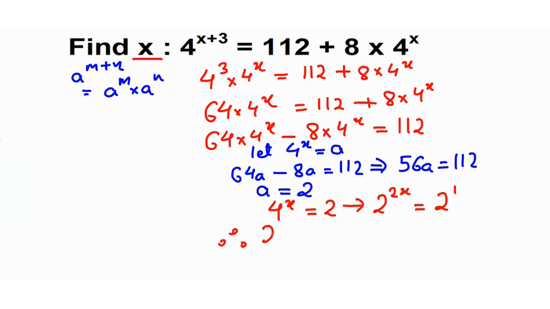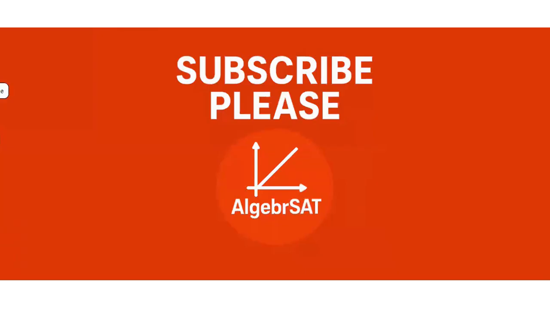So therefore, 2x equals 1. This gives us the value of x. x will be equal to 1 by 2. This is the answer. x is equal to 1 by 2. And please remember to do this also.